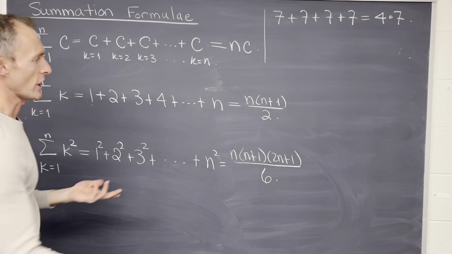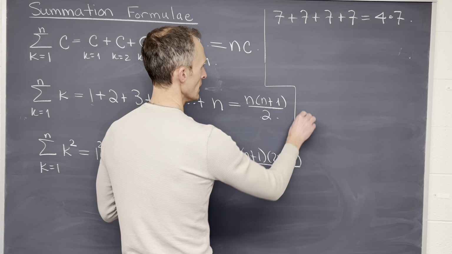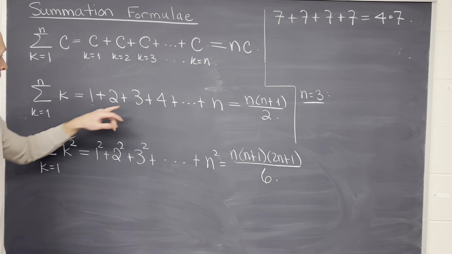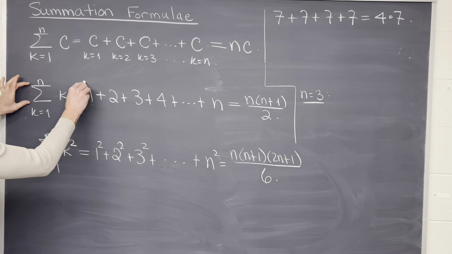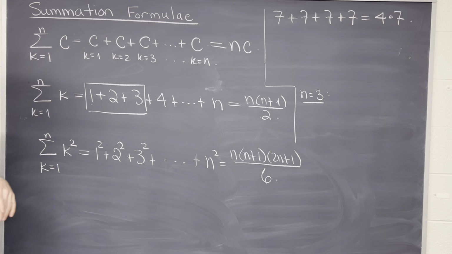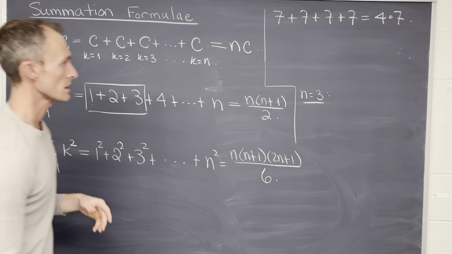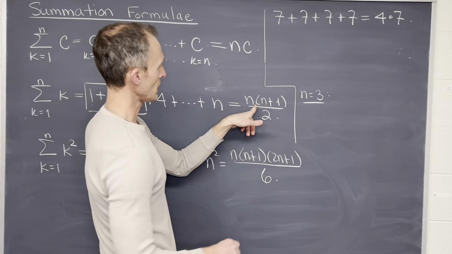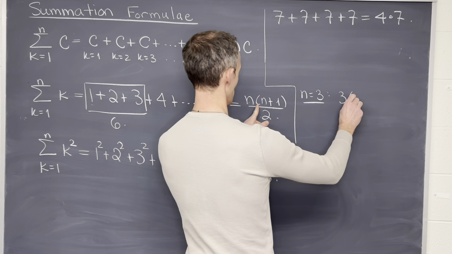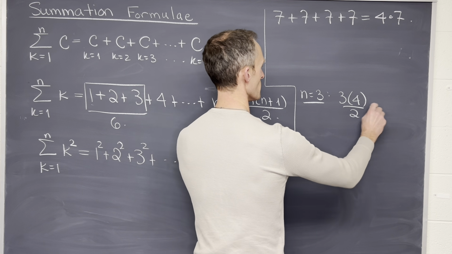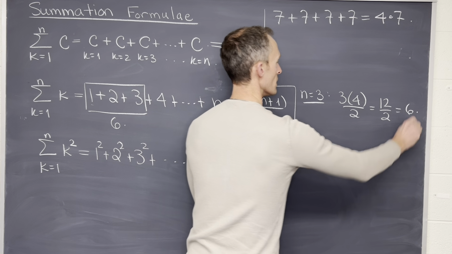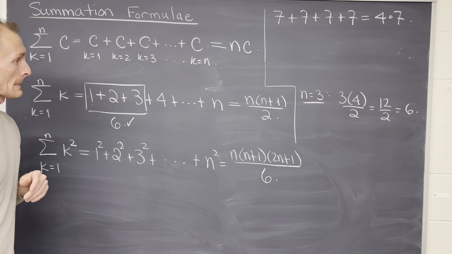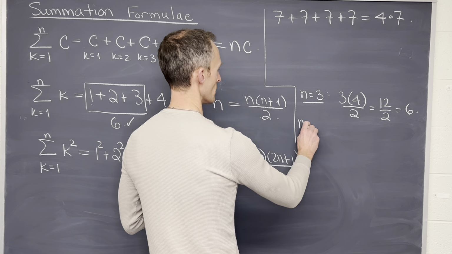If we wanted to check that this is valid, let's do a very small case. Say n is equal to 3. I'm only looking at this part of the sum, 1 plus 2 plus 3, so that's 6 on the left-hand side. Let's do that here. If n is 3, I get 3 times 3 plus 1, which is 4, all over 2. That's 12 over 2, which is 6. That's convenient. It's the right answer. Well, what if n is equal to 4?